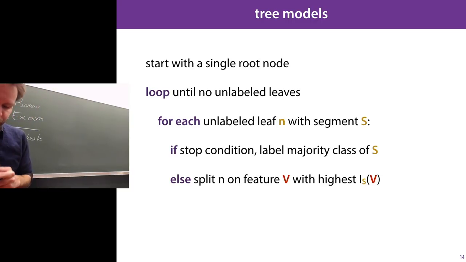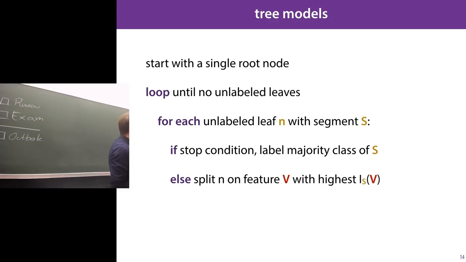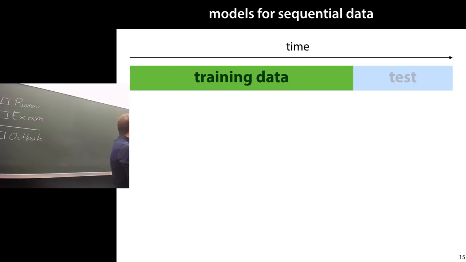After that, we started deviating slightly from the basic recipe. So we started moving away from this idea of having instances and features per instance. And we looked at sequential data, looked at a lot of different models, recurrent neural networks. What else did we look at? Markov models, Word2vec.